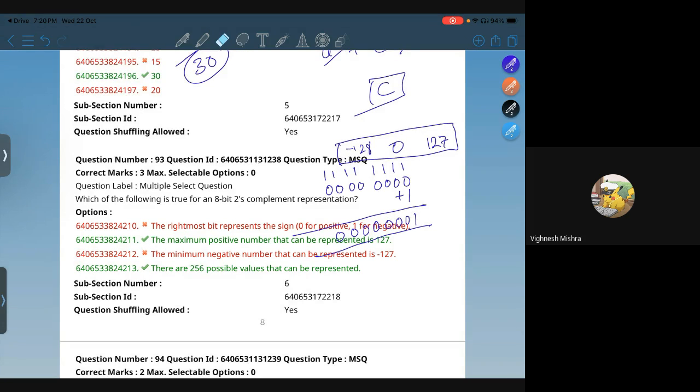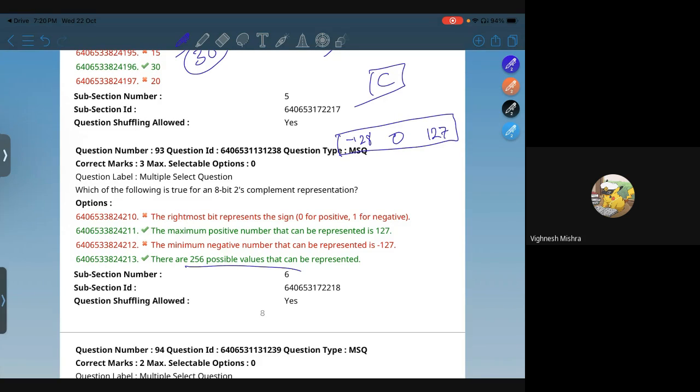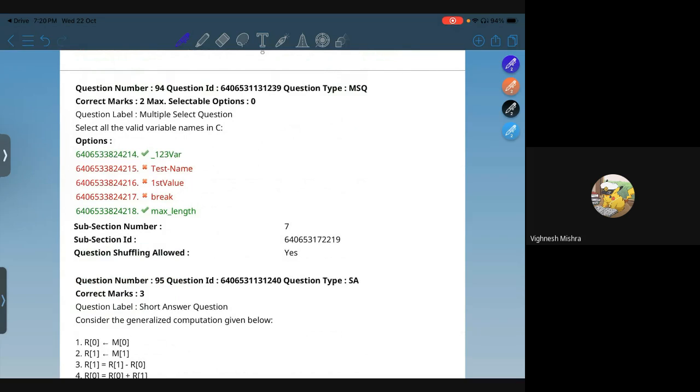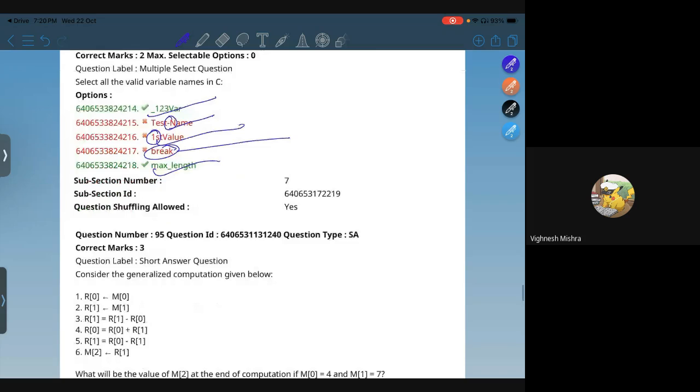So this is kind of a statement that you can store 256 numbers with 8 bits, where positive goes up to this and negative is minus 128. Valid variable name: a name can start with an underscore. A name cannot have this dash symbol. A name cannot start with a numeric digit. We cannot use already defined variables. And again, a normal name.